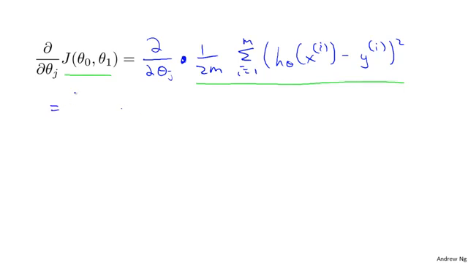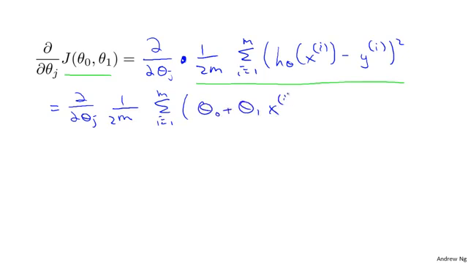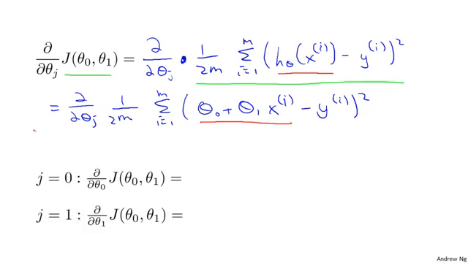And simplifying a little bit more, this turns out to be equal to this: sum from i equals 1 through m of (theta 0 plus theta 1 x^i minus y^i) squared. And all I did there was take the definition for my hypothesis and plug it in there. And it turns out we need to figure out this partial derivative for two cases, for j equals 0 and for j equals 1. So we want to figure out this partial derivative for both the theta 0 case and the theta 1 case. And I'm just going to write out the answers.